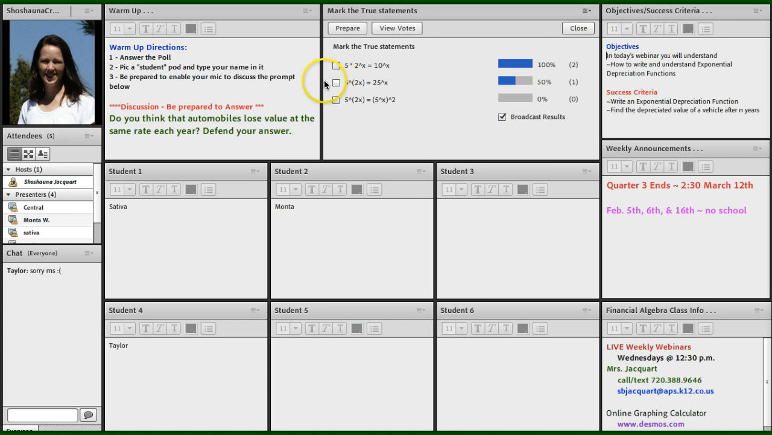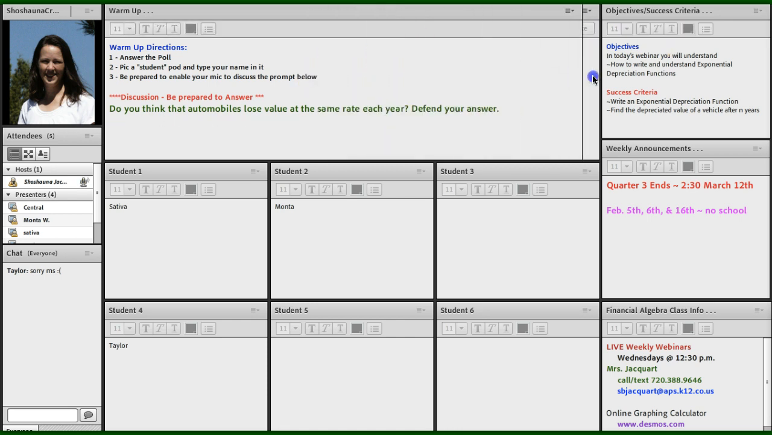So let's look at this discussion. I'm going to make it a little bit more obvious that that's what we're working on. So discussion. I'll read it. Do you think that automobiles lose value at the same rate each year? And defend your answer. Okay, so I'm going to give you a minute to answer that and see where we get after a minute. If you need two, then I'll go ahead and give you 2 minutes.